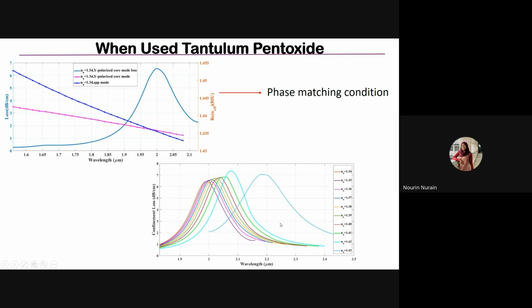And the second graph is the confinement loss for varying refractive indices. We performed our analysis for various refractive indices, and our sensor worked perfectly in the range from 1.34 to 1.42 refractive indices, and this is the total loss curve for all the refractive indices.